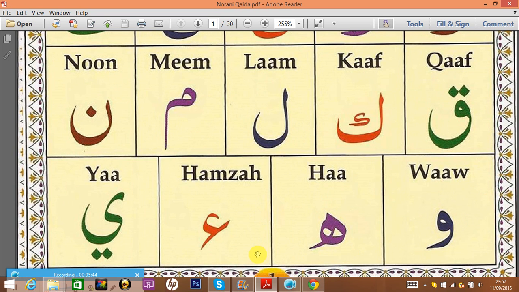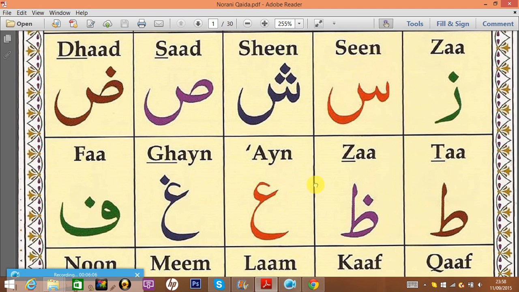Hamza is only one. It is like half ain. Most kids read Hamza as ain as well, but this is totally different. This Hamza sound is similar to the Alif sound. And the next is Ya. Ya is only one writing, and Ya has two dots on the bottom.